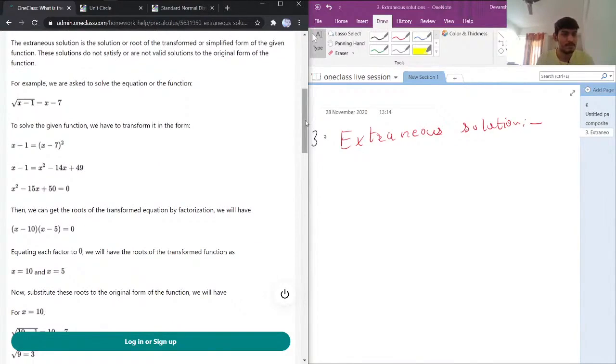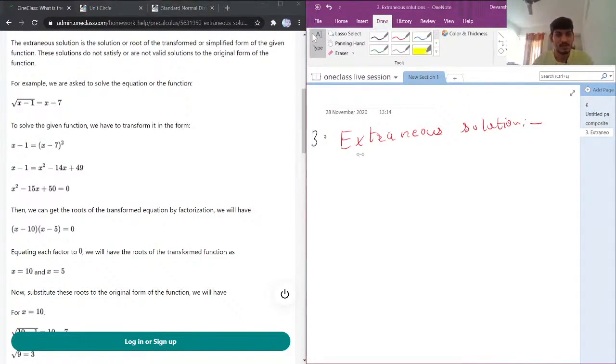For example, we are asked to solve the equation: square root of x minus 1 equals x minus 7. We'll square both sides, so we get x minus 1 equals (x minus 7) whole square.